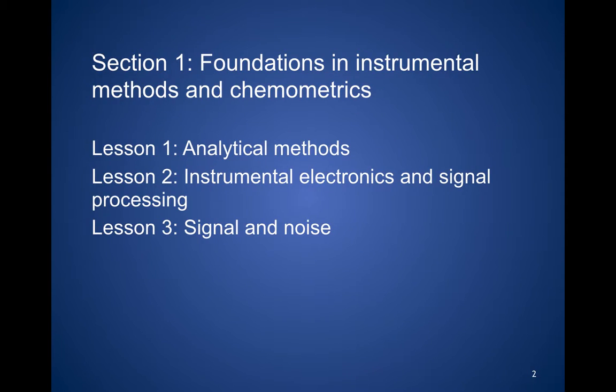Now, we're going to cover section 1, foundations, instrumental methods, and chemometrics first. And we're going to tackle 3 lessons for the first 10 minutes. First, we're going to discuss what are analytical methods, and also what are instrumental electronics and why do we need it, and also the signal processing techniques, and signal and noise. With the various instruments that we have right now, we would want to eliminate noise and increase signal. And how do we do this here?